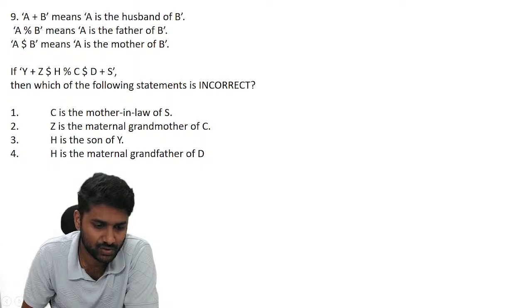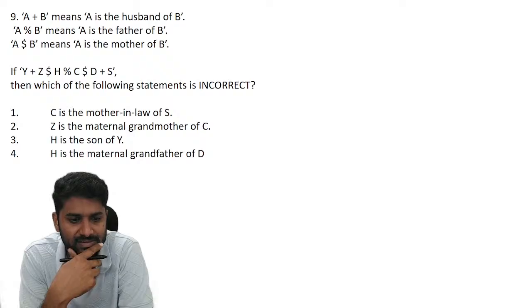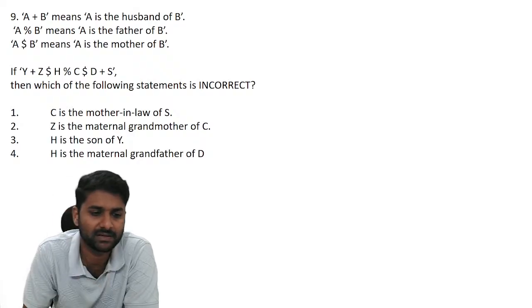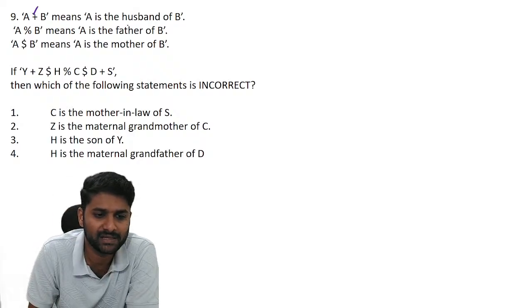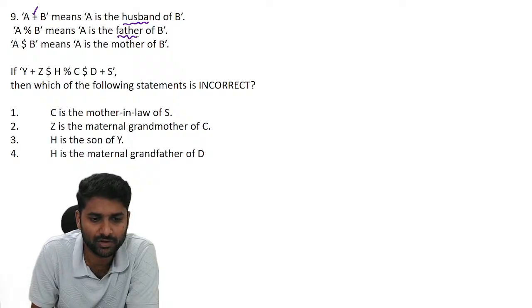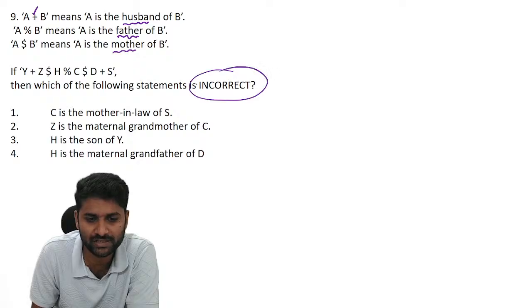Next, try this question from blood relation. Each and every symbol represents a relation. Plus is all about husband, and the generation gap for husband is 0. Percentage is all about father, generation gap is +1. Dollar is all about mother, again generation gap is +1. Let's check which of the following statements is incorrect and verify this one.